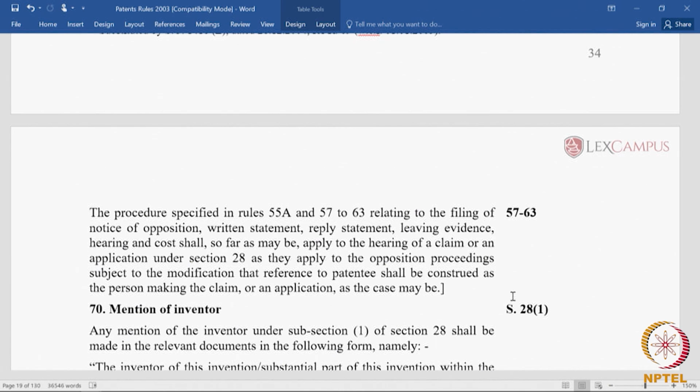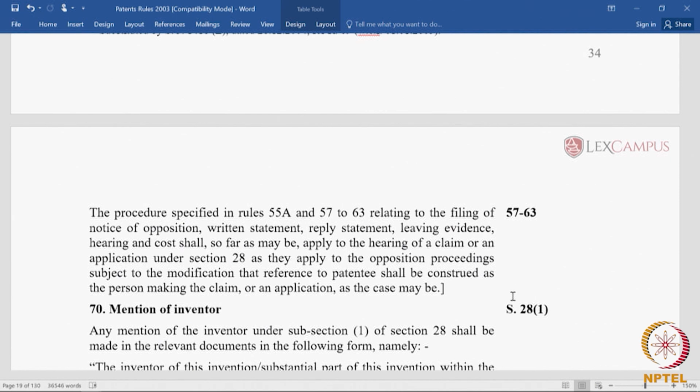So, the same rules, like the rules as in how to start the proceeding by filing a form, filing the statement by the opponent, then the patentee files his reply, then the opponent gets a chance to file a reply to the reply, then there will be a hearing, then there will be evidence, the evidence will be closed. If you want to file evidence beyond that, then there is a procedure for that, you have to seek special permission, then there will be a hearing and there can be an order on costs also.